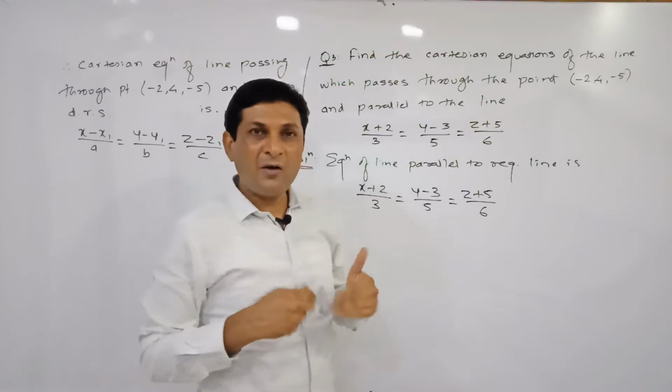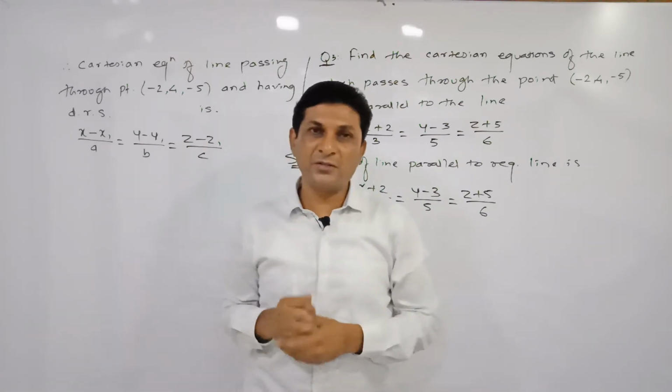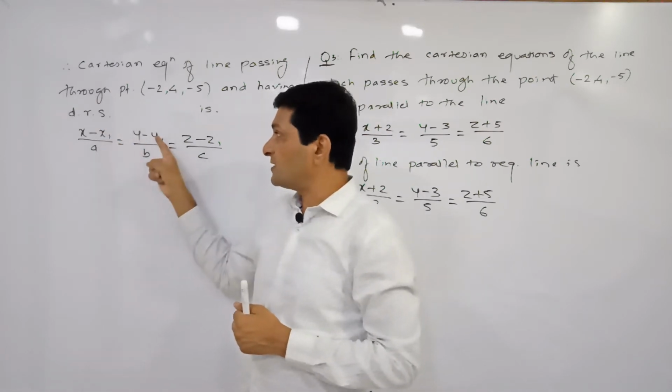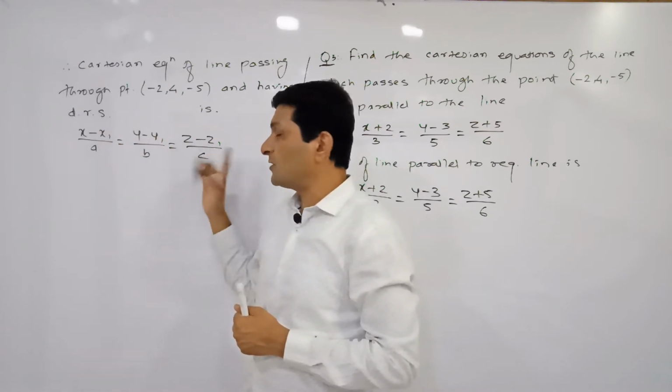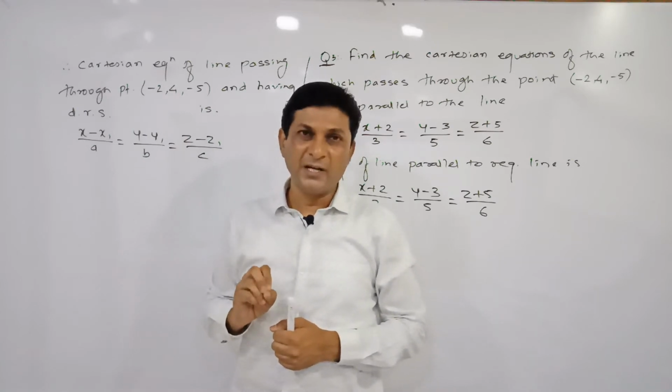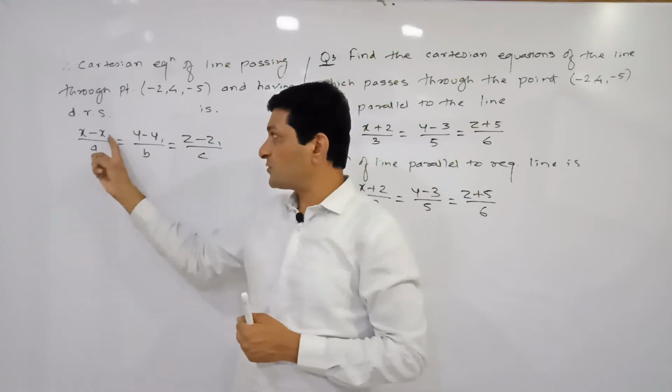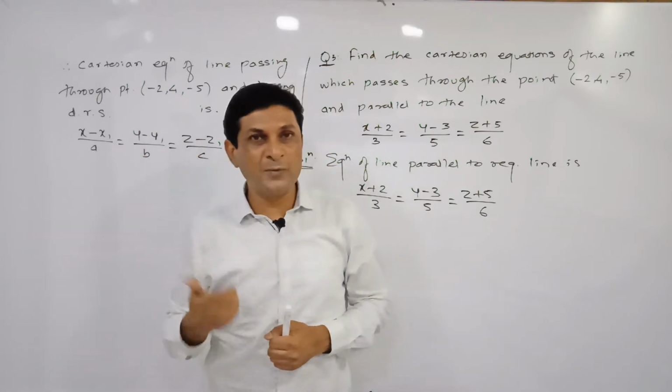Now we have two formulas to find the Cartesian equation of a line. One of the formulas is what? (x minus x1) upon a is equal to (y minus y1) upon b is equal to (z minus z1) upon c. To apply this formula, we will require the coordinates of one point. What is x1, y1, z1? The coordinates of one point on the line.